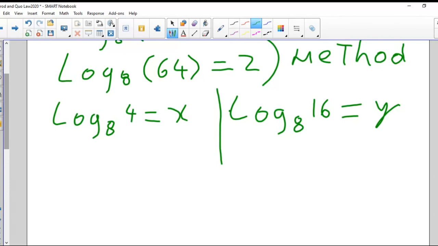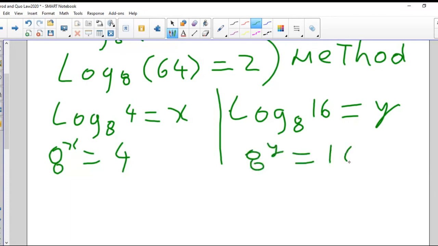That's why I'm doing this, to give you a little bit more practice with logs, exponential form, all this good stuff. Instead of the log base 8 of 4 equals x, give me an exponential form for that, please. Anybody? Come on, folks. You can do this. 8 to the power of x equals 4. Well done. And on the other side, 8 to the power of y equals 16.